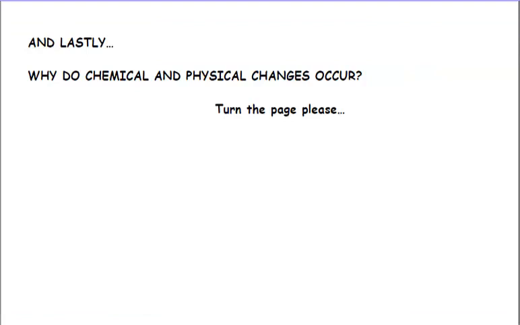Okay guys, lastly, lesson 6: why do chemical and physical changes occur? This is going to bring in entropy and enthalpy for the final part of this unit. Alright, so turn your pages to page 17 and we will begin.